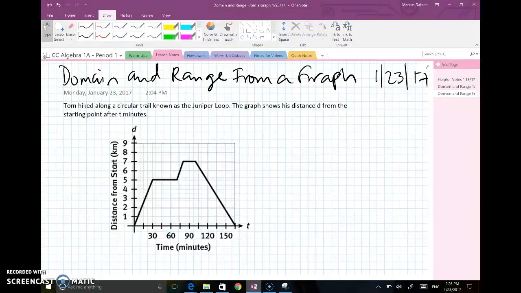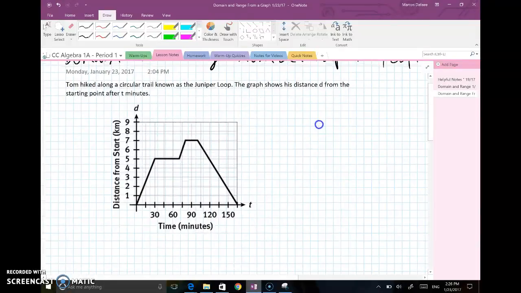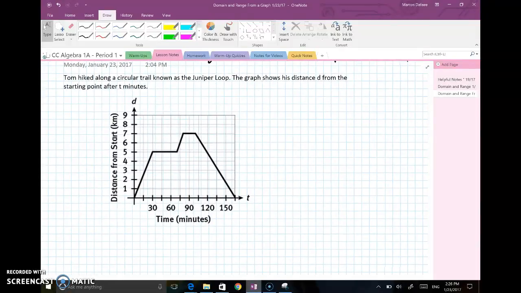Today I will be talking about domain and range from a graph. We will look at 4 different graphs, and the first one here comes from a scenario from Springboard about Tom hiking along a circular trail known as the Juniper Loop. The graph shows his distance d, right there, from the starting point after t minutes. So it's important to note, first of all, what the domain and range are from these things, because they each have meaning according to the situation.